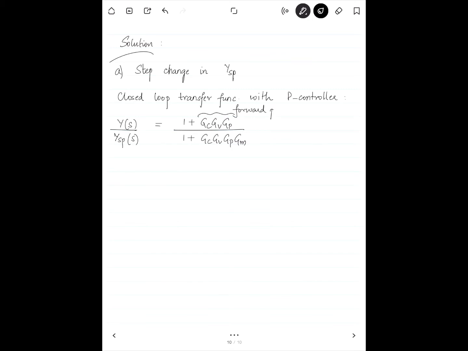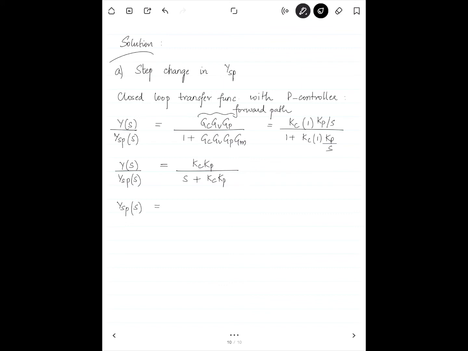And you have the forward path transfer functions. Actually, we don't have a 1 plus term in the numerator, so get rid of that. So you have Kc, which is the gain of a proportional only controller, times 1 times Kp over S plus. And so you have Y of S over YSP of S equals Kc Kp over S plus Kc Kp. And this is our closed loop transfer function.